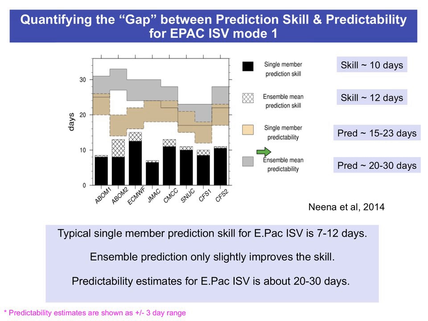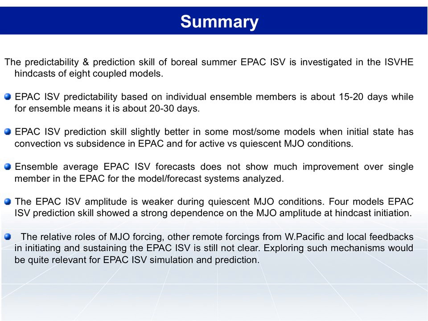And to summarize, we have looked at the prediction skill and predictability of the Eastern Pacific ISV in the ISVHE experiment. Based on individual ensemble members, the predictability is about 15 to 20 days, but the ensemble mean has a predictability of about 20 to 30 days. And slightly higher prediction skill is associated with the Eastern Pacific ISV being in the convective phase as compared to the subsidence phase.